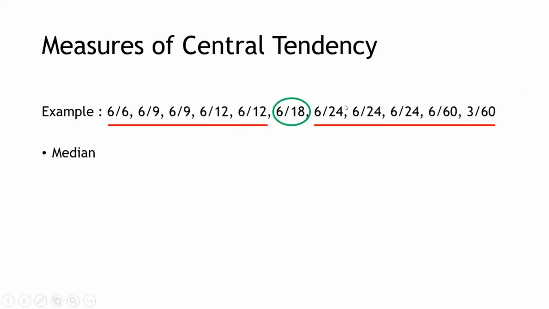Okay. So then what do you think is the mode? So mode is the most repeatable value. So here we have 3 groups of 6/24, which is the highest, and therefore that is called the mode. Okay. So we have 3: arithmetic mean, median, and the mode.